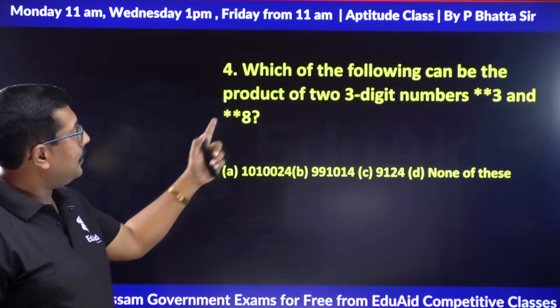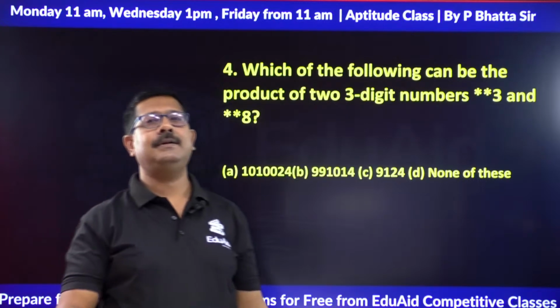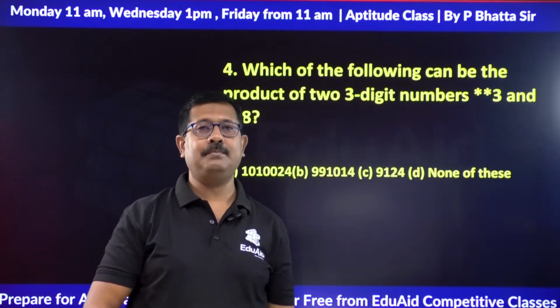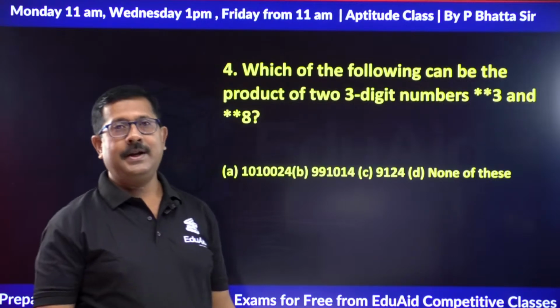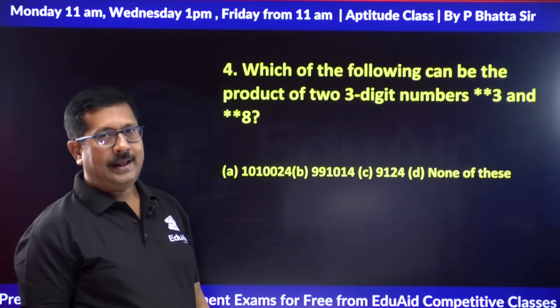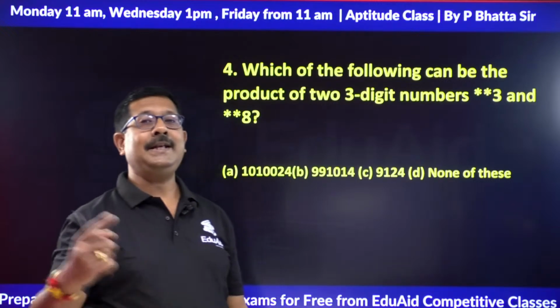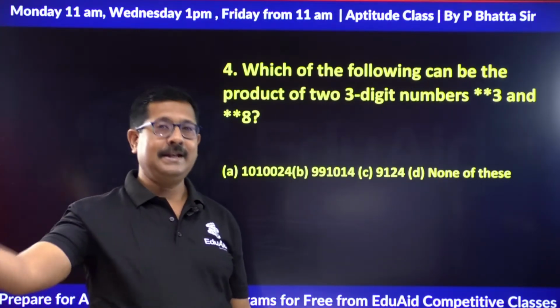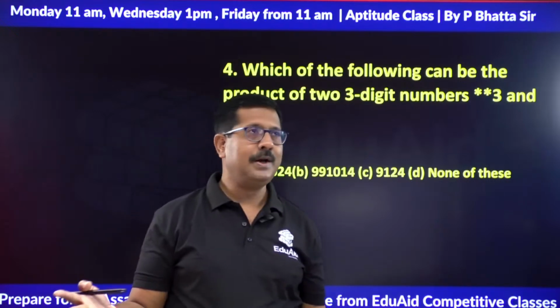Now you see both of them are 3-digit numbers. If you multiply the two least 3-digit numbers, suppose 100 into 100, it becomes 10,000. Now 10,000 is a 5-digit number. Again, if you multiply the highest 3-digit numbers, 999 with 999, so 999 multiplied by 999, what about the result?